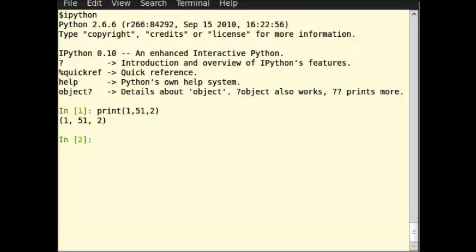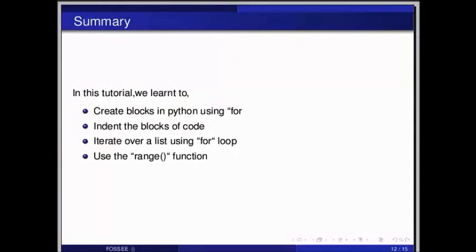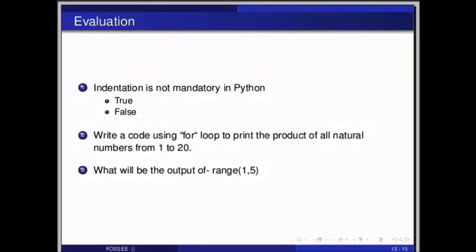So this brings us to the end of this tutorial. In this tutorial we have learned to create blocks in Python using the for loop, then indent the blocks of code, then iterate over a list using the for loop, then use the range function. And here are some self-assessment questions for you to solve. First one, indentation is not mandatory in Python. Is it true or false? Second, write code using a for loop to print the product of all natural numbers from 1 to 20. And the third one, what will be the output of range(1, 5)?